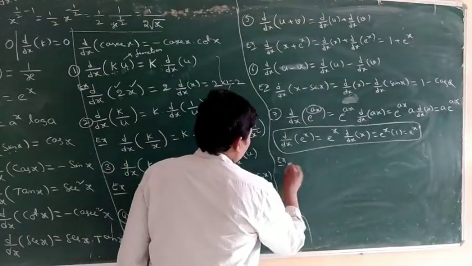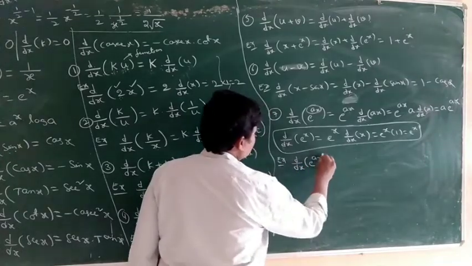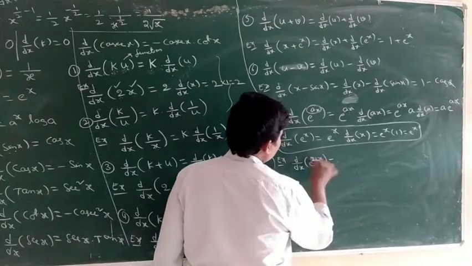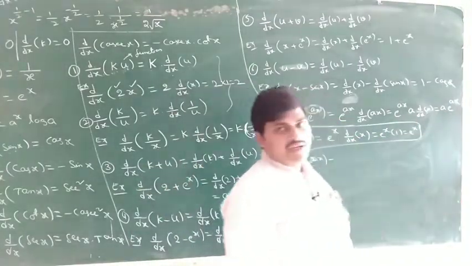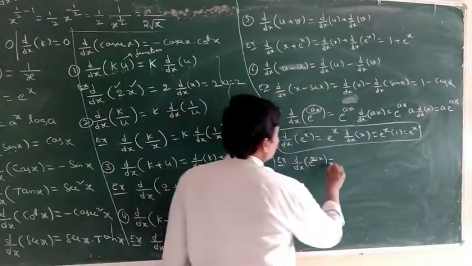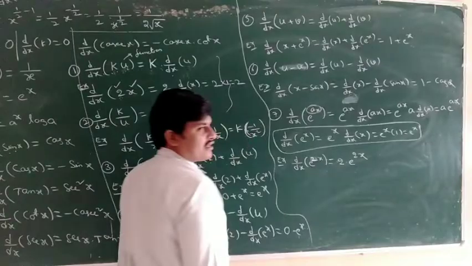One example: d by dx of e power 2x is equal to what? The derivative of e power ax is a into e power ax, so the derivative of e power 2x is 2 into e power 2x. Clear?